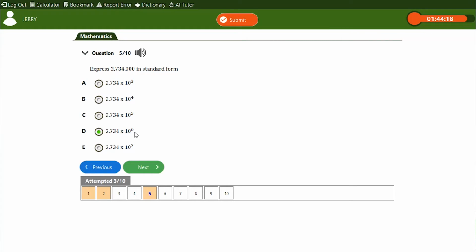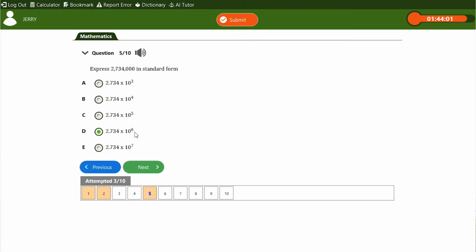2.734 times 10 raised to power 6. So this is the correct option. Do you understand that? Now we can, like I said, why I decided to do this is because if you look at your options there, just always look at your options and know what they want you to do. Now look at this now.